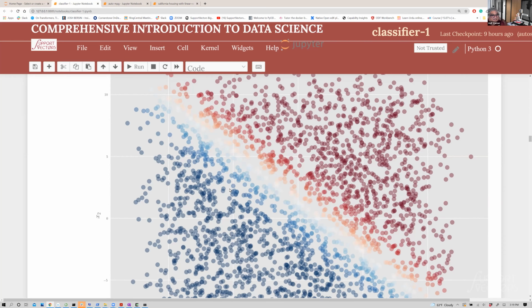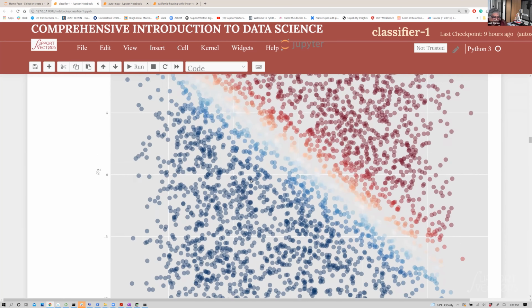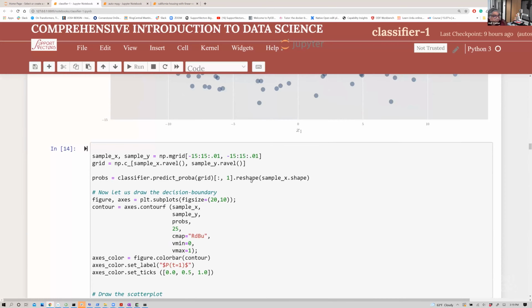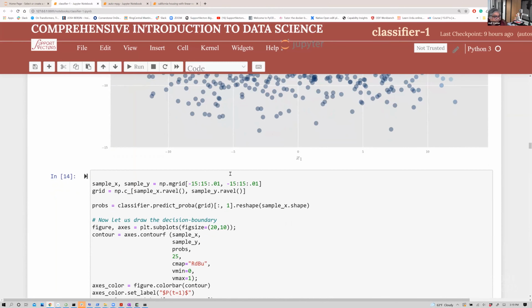The blueberry gets less and less sure, and then you get this white area where you're 50-50, and then you start getting cherry. Right? So this is a pretty good way. Actually, I use this kind of a visualization a lot wherever I can, wherever it is applicable.